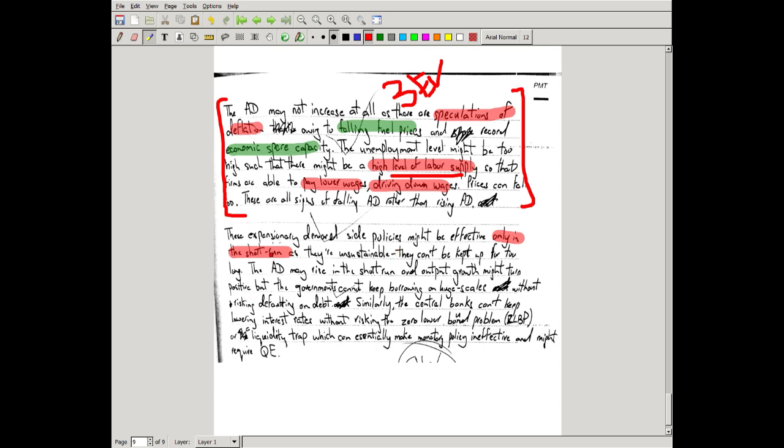Anyway, these might be effective only in the short run as they are unsustainable. They can't be kept up for too long. The AD may rise in the short run, and output growth might turn positive. But the government cannot keep borrowing on a huge scale without risking defaulting on debt. Similarly, the central bank can't keep lowering interest rates without risking the zero lower bound problem, which can essentially make monetary policy ineffective.